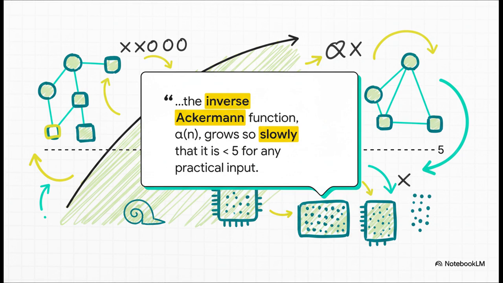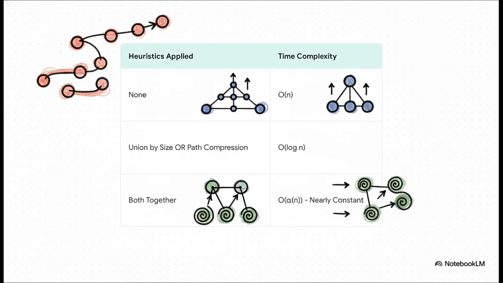The inverse Ackermann function, that little alpha symbol, grows so ridiculously, mind-bogglingly slowly that for any number of items you could ever realistically store in a computer, its value is less than 5. For you and me, it's basically constant time. This table really puts it all into perspective. Look at the difference. If you use no tricks, you're stuck with a slow, linear time in the worst case. If you use just one of the tricks, you get a much, much better logarithmic time. But when you put both of them together, you get that near constant time performance.